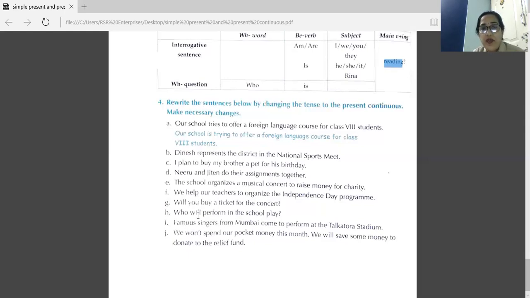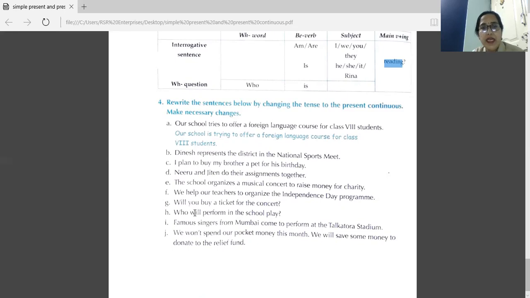Now this one, will you buy a ticket for the concert? Now this is future tense. You have to change it to present continuous. So your answer is, are you buying a ticket for the concert? Who will perform in the school play? This is also future. Change it to present continuous. Who is going to perform in the school play? This is your answer. Next one.